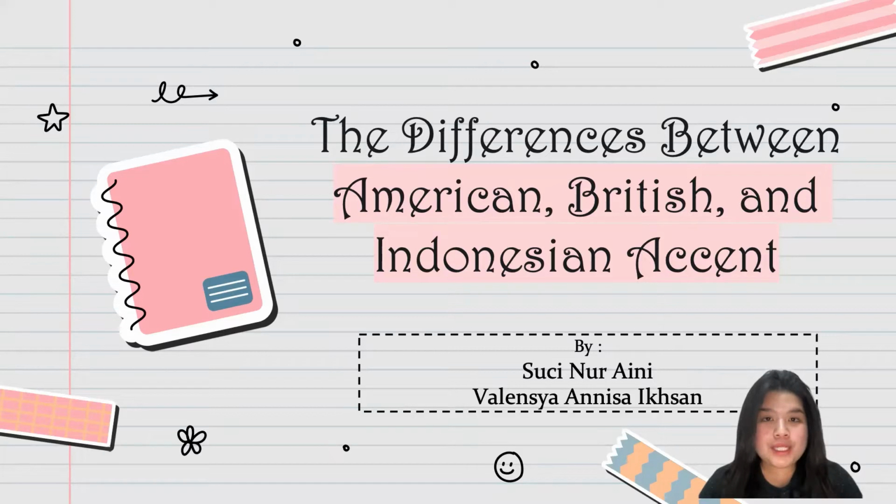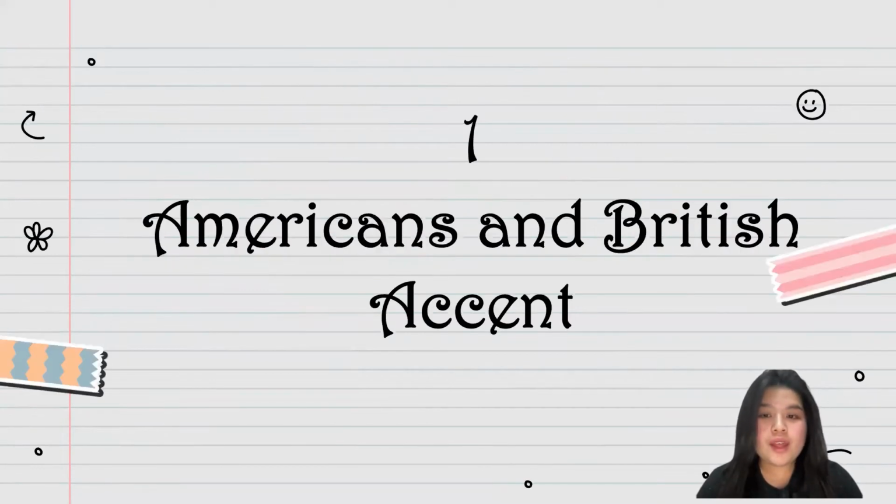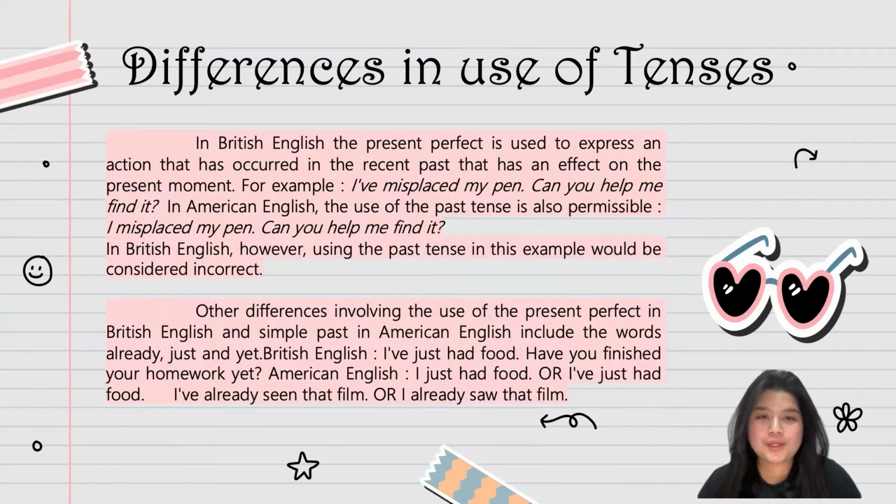In this video, we will explain the differences between American, British, and Indonesian accents. So there are two tables of content. The first is American and British accent, and the second is Indonesian accent. First, American and British accent. Differences in use of tenses.